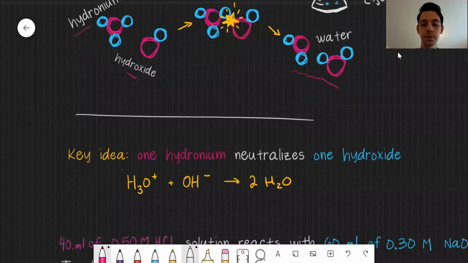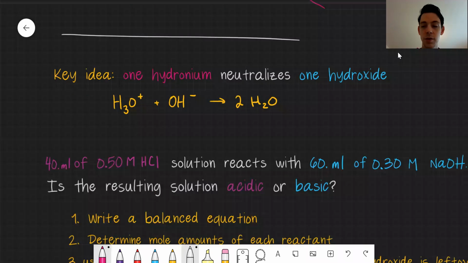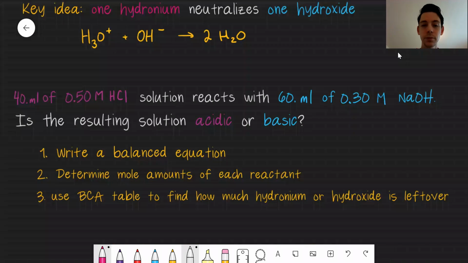So let's look at this. Okay, key idea is that one hydronium neutralizes one hydroxide. Some acids are able to produce more than one hydronium per acid, and some bases form more than one hydroxide. But one hydronium neutralizes one hydroxide. Okay, so let's look at a practice problem.